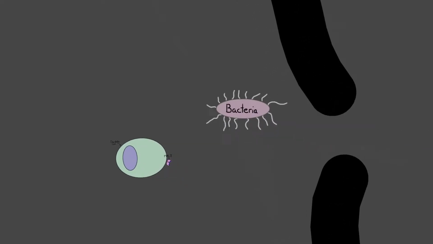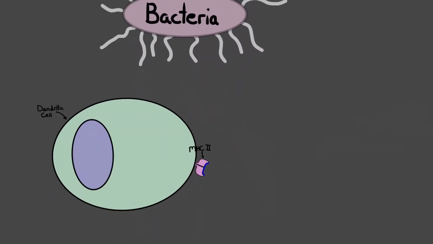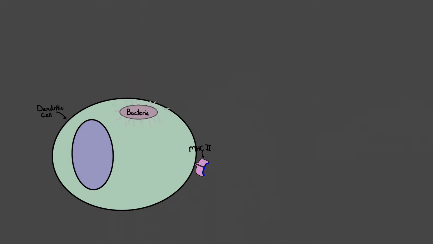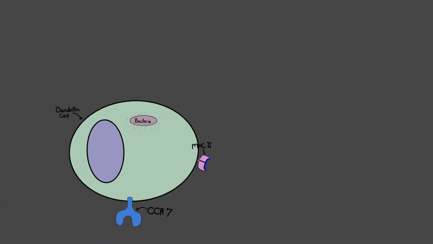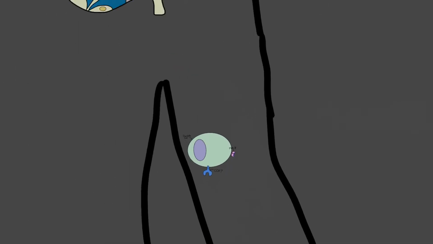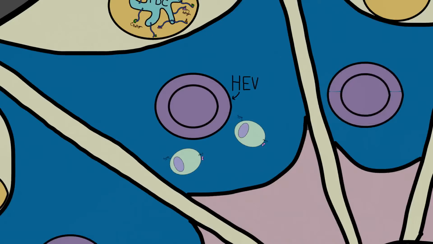In the periphery, exposure to a pathogen activates dendritic cells. When activated, the dendritic cell expresses CCR7. CCR7 is the receptor for CCL21, a chemokine made by the HEV cells and other lymph node cells. The dendritic cells, with CCR7, therefore migrate to the lymph node, where they reside in the T cell area.